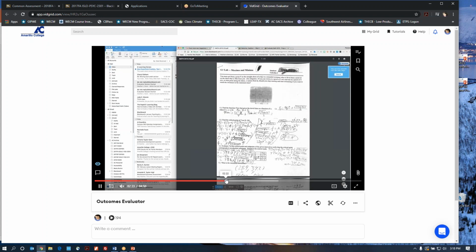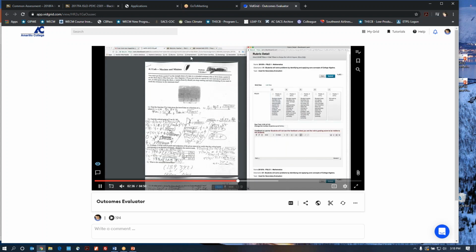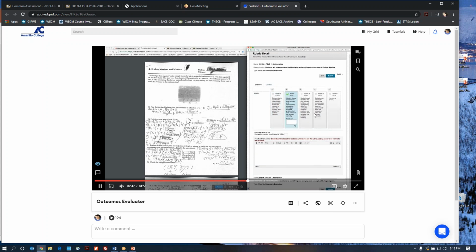So when they're in the system, they get to see the students' work and they line it up on the left of their screen, and then they've got the rubric, they line up on the right, and they get to click through and score points on where the students are achieving those learning outcomes.